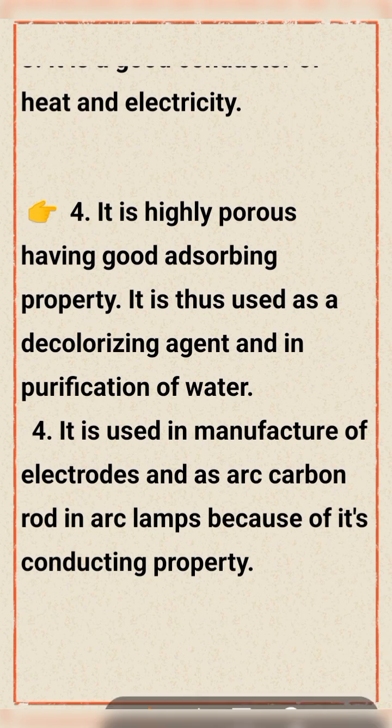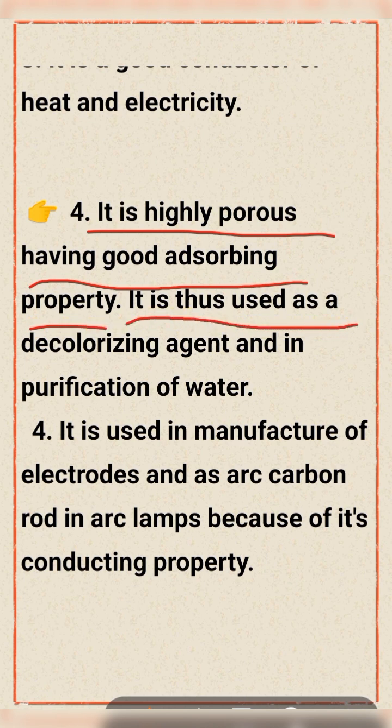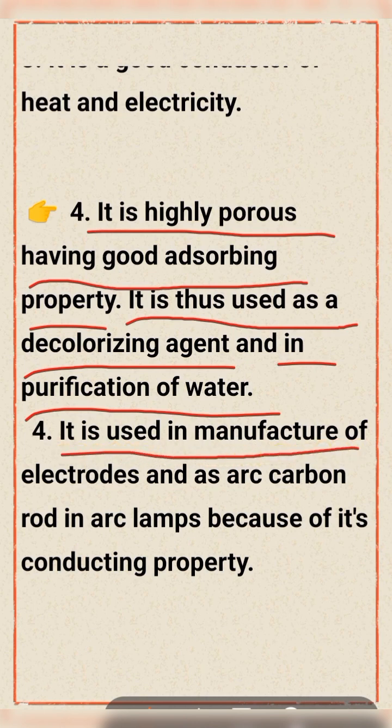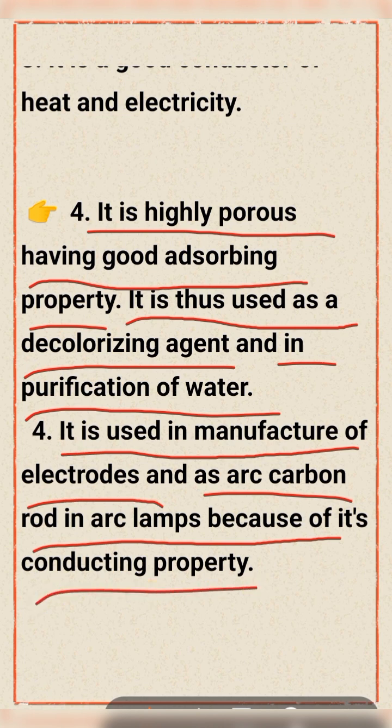Charcoal is highly porous, having good absorbing property. It is thus used as a decolorizing agent and in purification of water. But gas carbon is used in the manufacture of electrodes and as arc carbon rod in arc lamps because of its conductive property. Okay, thank you, my dear viewers.